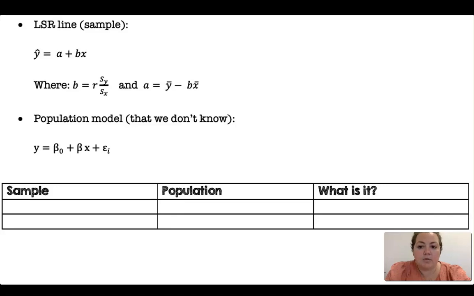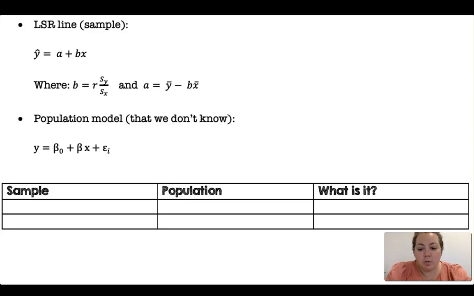All right, the least squares regression line for our sample is y hat equals a plus bx, where b is r, the correlation coefficient, times the standard deviation of y divided by the standard deviation of x, and a equals y bar, the sample mean for y, minus b, my slope, times x bar, my sample mean for x.